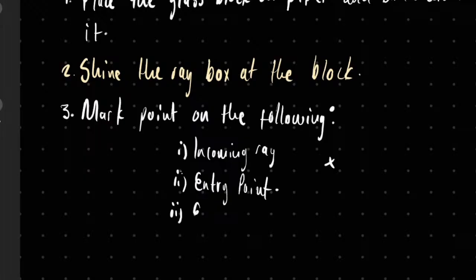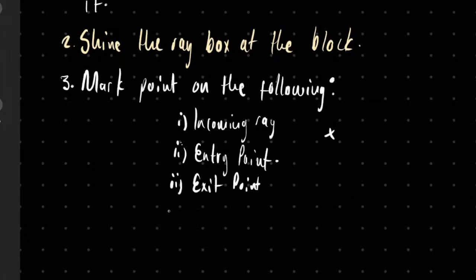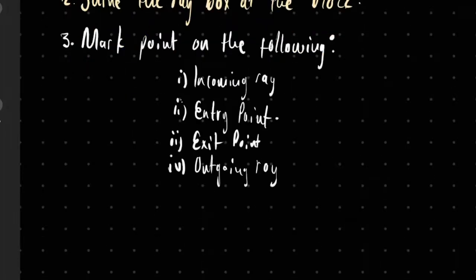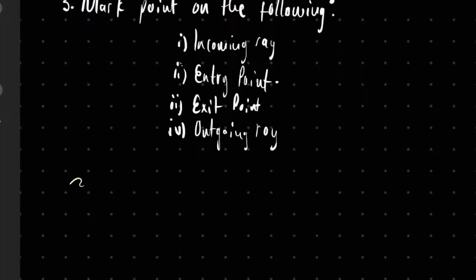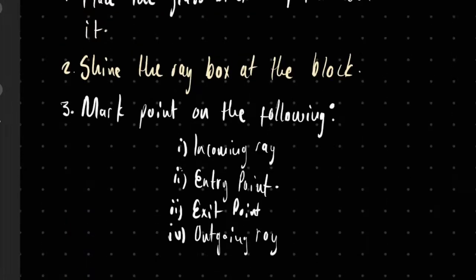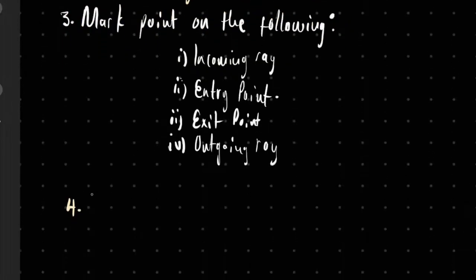Entry point. 3, exit point on the block. 4, it's so easy, a point on the outgoing ray. You just put an X somewhere on the outgoing ray. Then number 4, after marking these points, you should draw a normal line. Draw the normal, the 90-degree line.